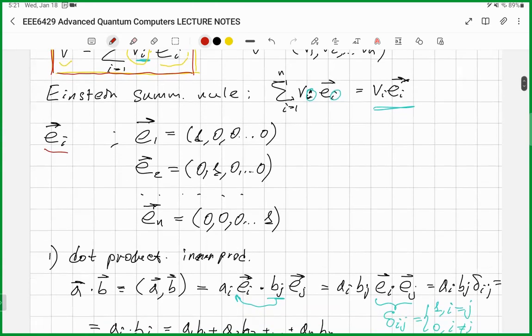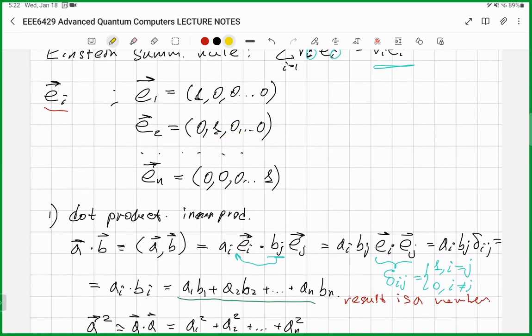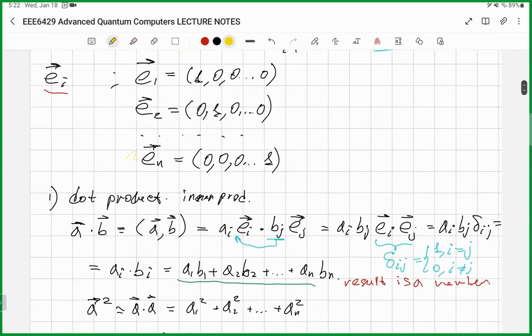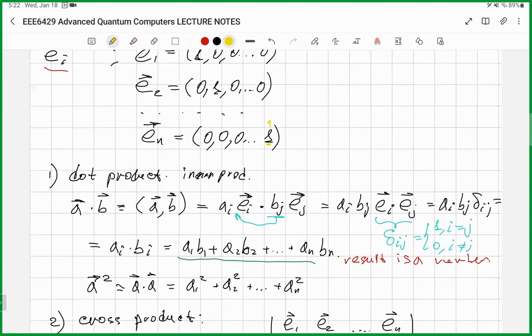For example, this basis vector e sub 1 can be represented by a string 1, and then all the other entries are zeros. For the second vector, it is 0, 1, and 0, 0 up to the mth element, and all the way down to the last one, e sub n. It is a string of zeros and 1 in the nth component of the vector.